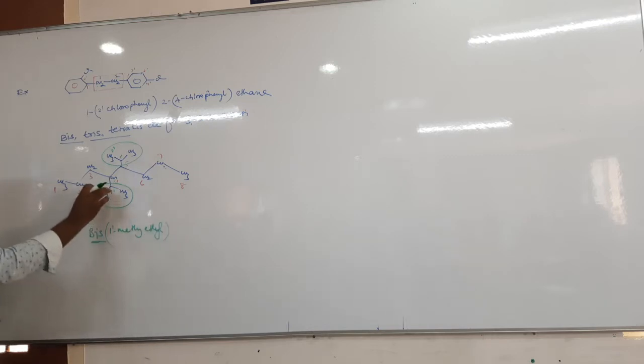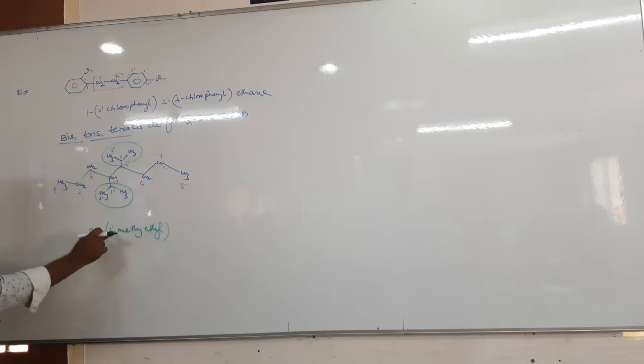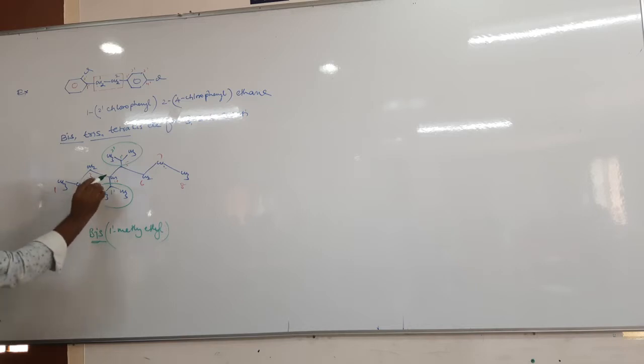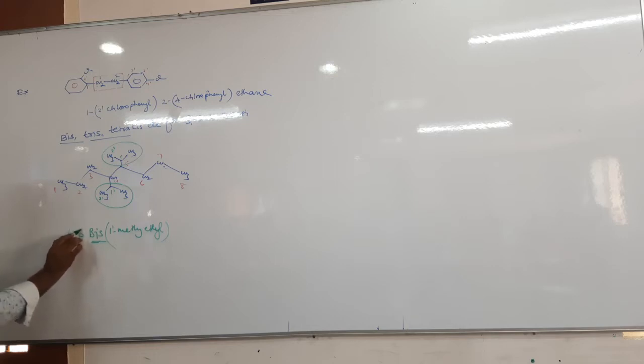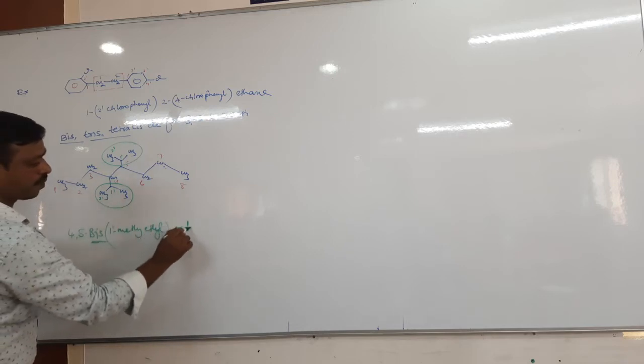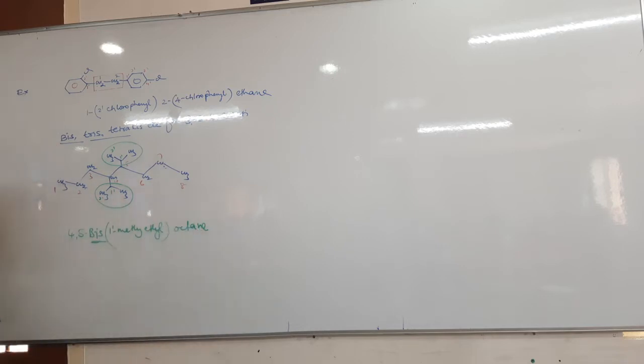It means it is for 2. Bis. No. Bis where it is? Okay. 4, 5 now. Okay. Name of the position. Okay. 4, 5 bis. So methyl ethyl octane. So it is the IUPAC name of this.